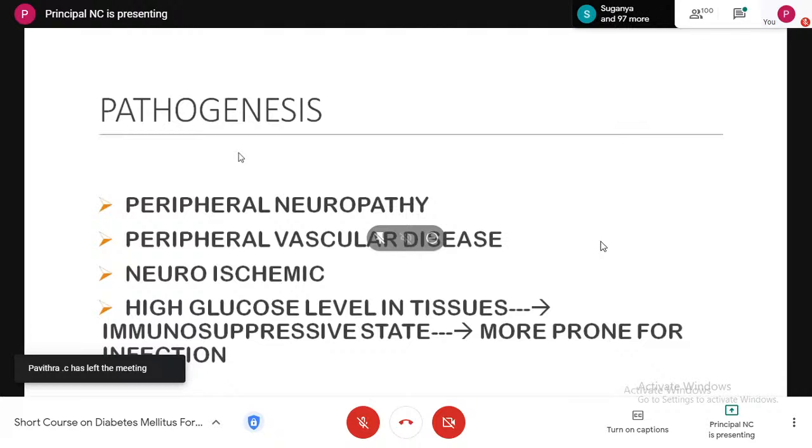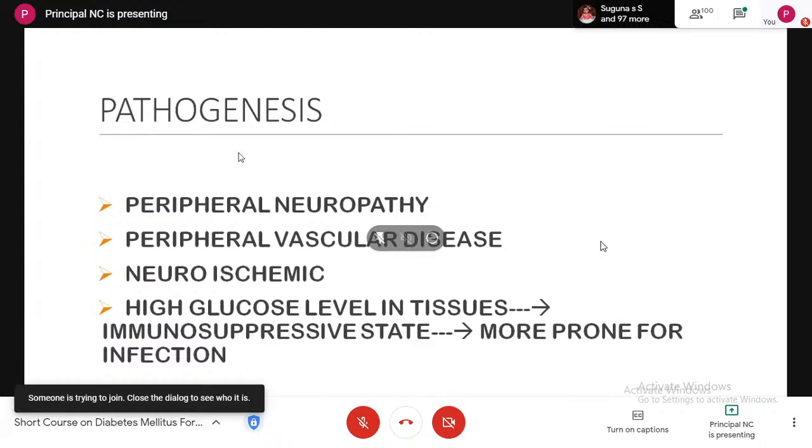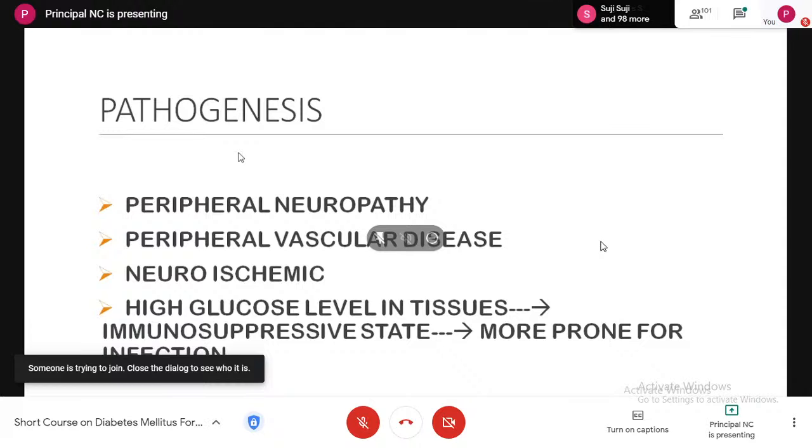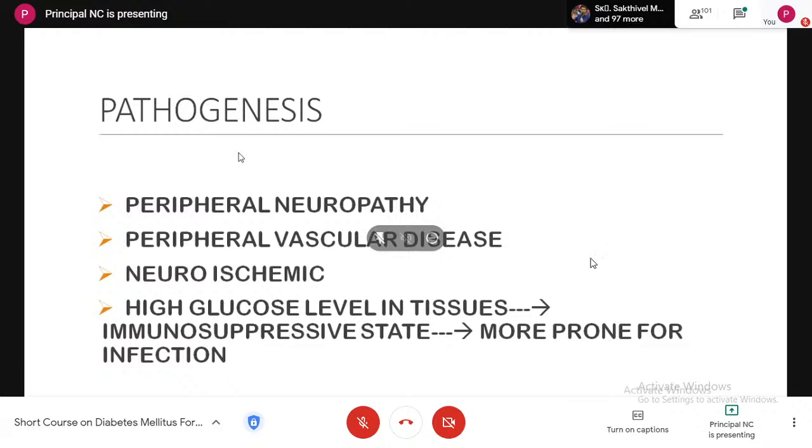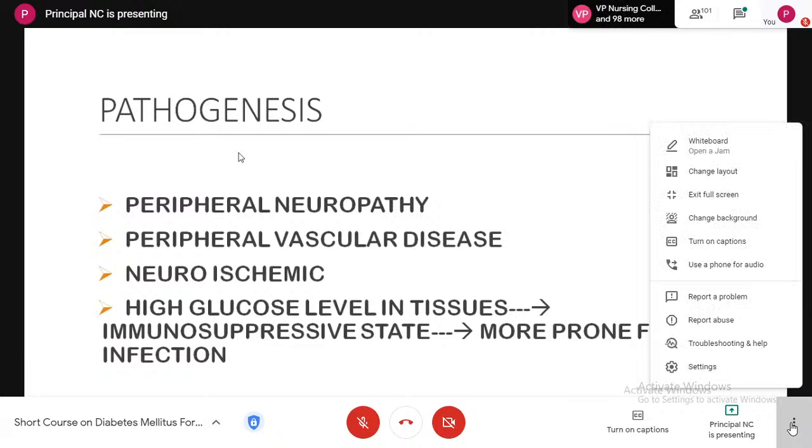The other reason is peripheral vascular disease. As I already told, patients with diabetes, because of increasing blood sugar, will get blocking of the blood vessels, not only in the heart but all over the body. If it occurs in the limbs, what will happen? The extremities won't get the blood supply, leading to gangrene. Then the gangrene will move proximally towards the core of the body, and ultimately we will lose the limb.